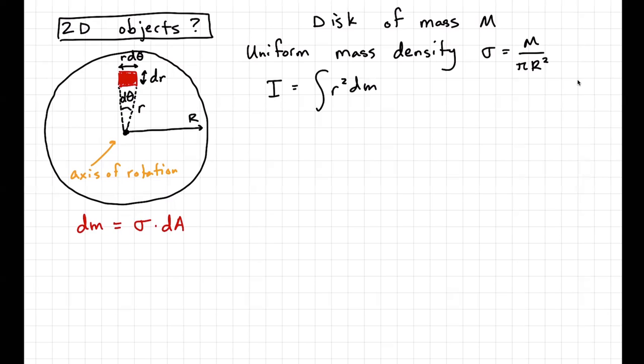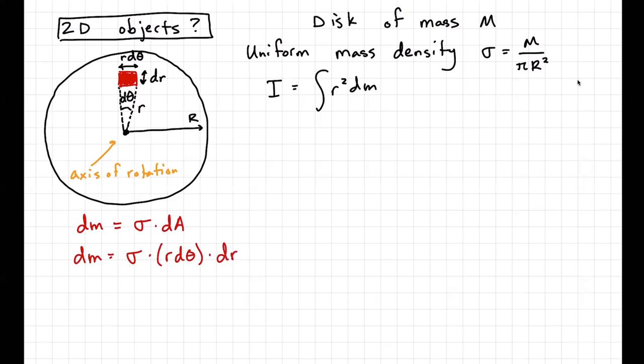So we can imagine that the length here and the length here are the same, and that r here and r here are effectively the same. Okay, so what's the area now? Well, dm is going to be equal to sigma times the width times the height. So r d theta times dr.